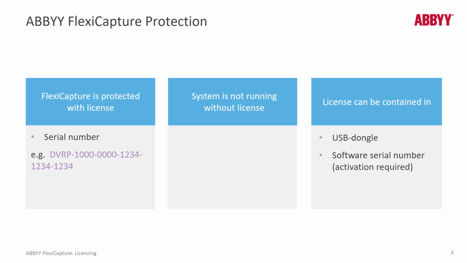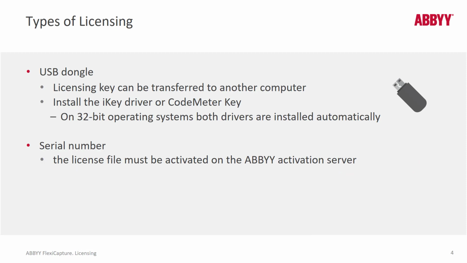So most typically, the license is emailed to you after you purchase FlexiCapture, but it also can be burned onto a USB dongle. And that allows you to sidestep an activation process. The dongle looks kind of like that.